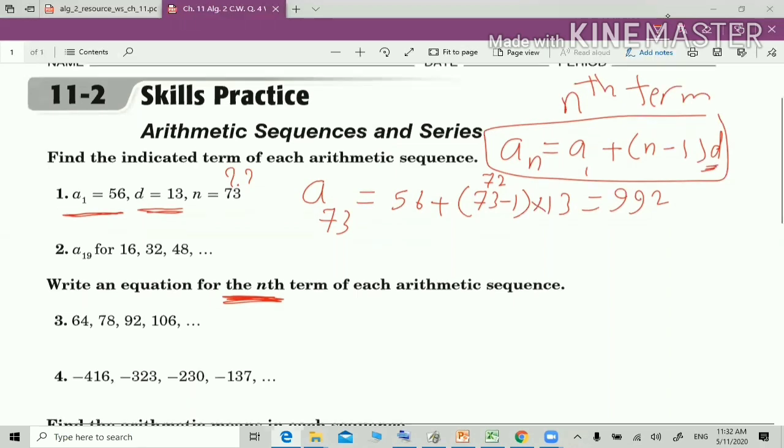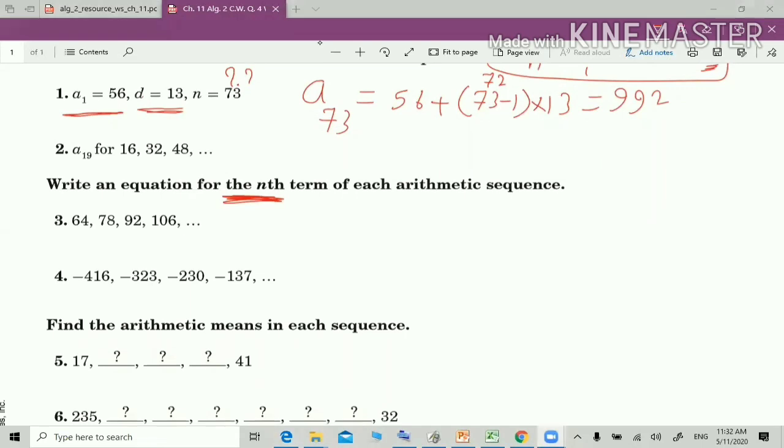If you would like to find the nth term, you have to know the value of A1 and the difference. Look at number 3, 64. A1, you have to get out your information. A1 is 64. 78 minus 64. To find the difference, subtract each term from the previous term. It will be 14.